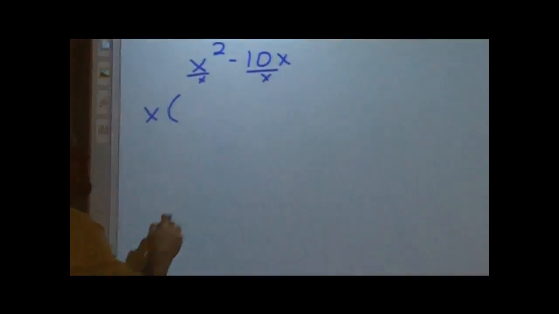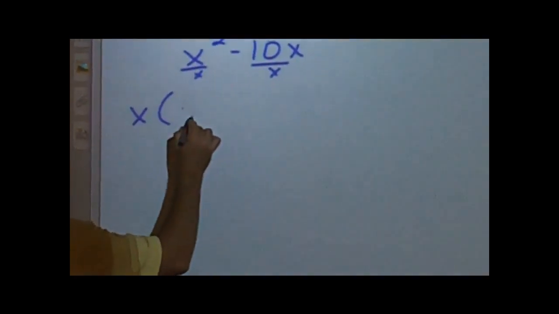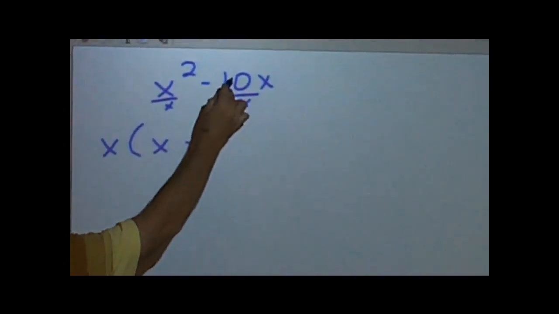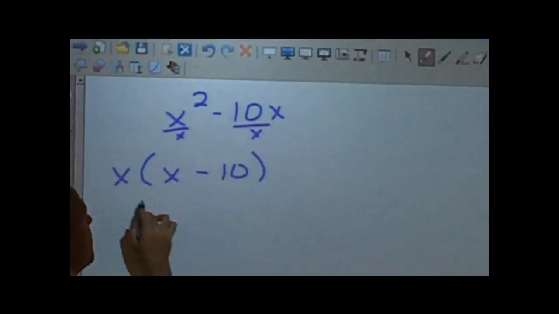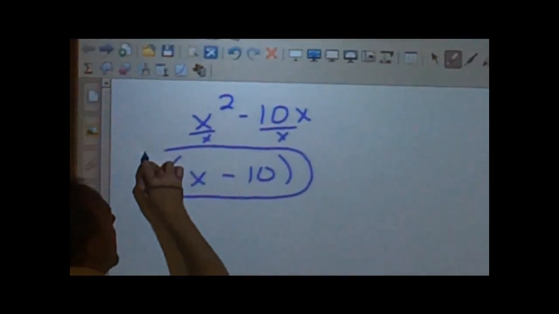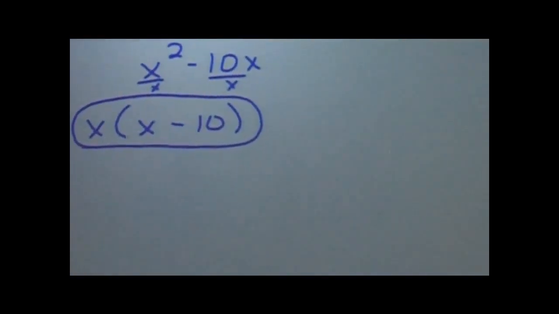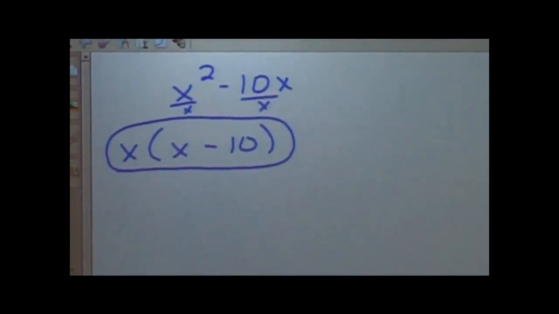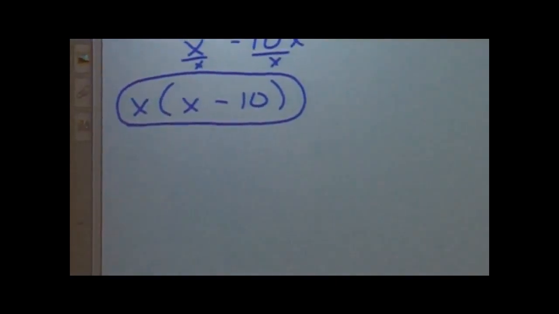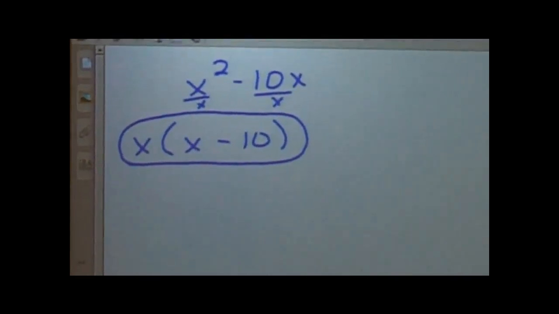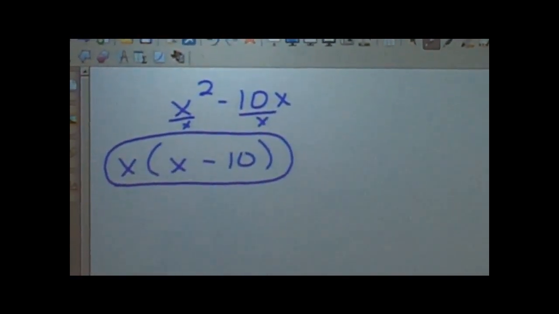So x squared divided by x is x. My sign will stay the same. 10x divided by x is 10. Many people think it's so difficult to factor a binomial, and it's that simple. You find your greatest common factor, you create your parentheses, you divide by your greatest common factor. That's it. So let's look at another one.